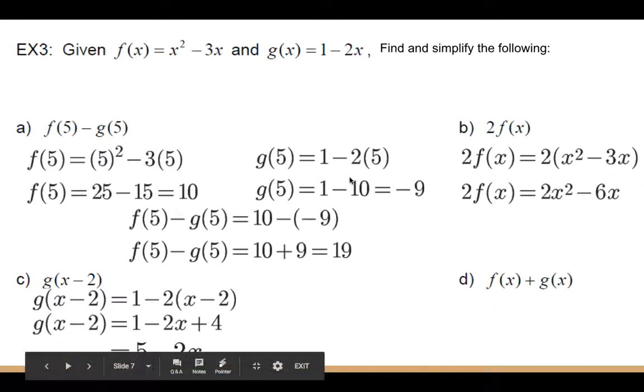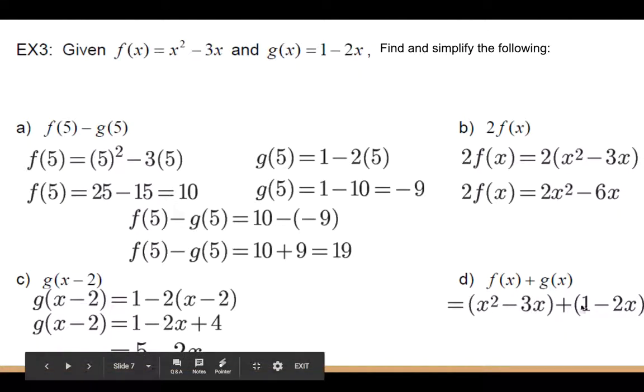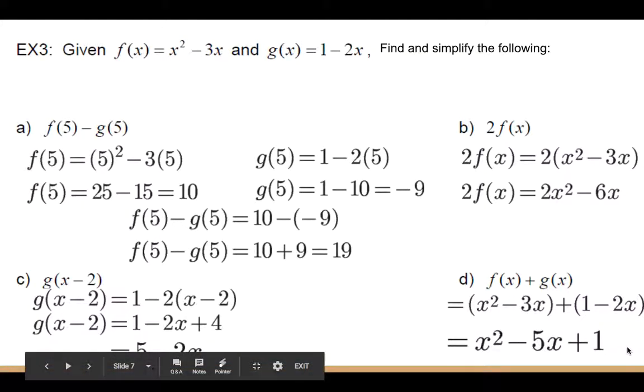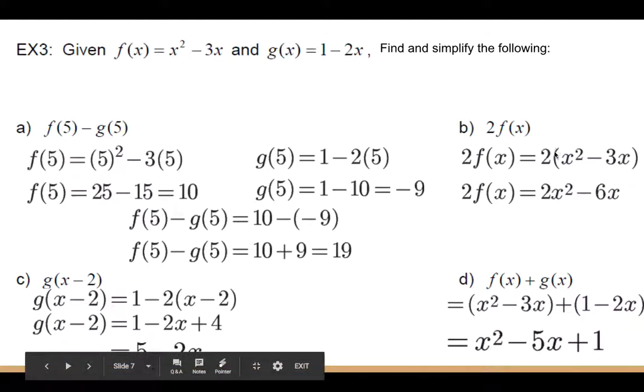And the last one's saying just add the two functions together. So that's what we're going to do, add the two functions together, x squared minus 3x and plus 1 minus 2x. Combining like terms, you get x squared minus 5x plus 1. Okay, so there's a lot going on in that slide, but it's just to kind of show you what different inputs and outputs mean and how we use function notation. We might say 2f of x, and that means 2x squared minus 6x, the equation.